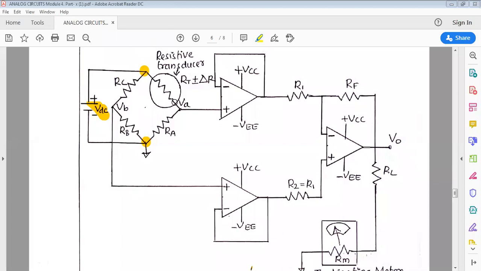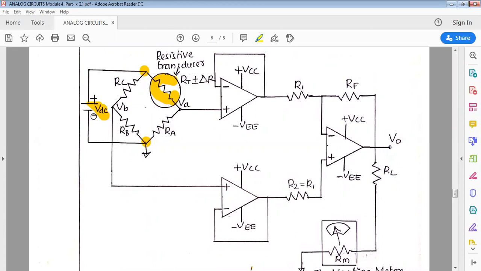So let us continue. This is an instrumentation amplifier. This is called a transducer bridge, because the 4 resistive components RA, RB and RC, and this one more resistive transducer, which is denoted as RT plus or minus delta R, are connected in a bridge configuration. That's why it is called a transducer bridge.